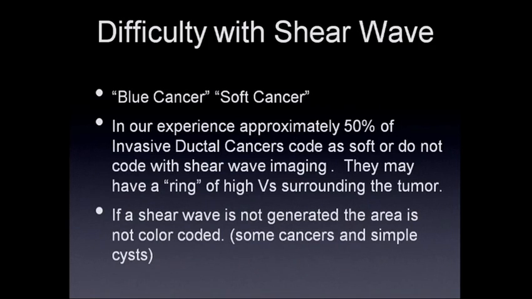We've noticed that there are some problems with shear wave imaging in breast. There are often blue cancers or soft cancers that we've seen. And in our experience, approximately 50% of invasive ductal cancers either code as soft or do not code at all. There's no color. They may have a ring of high velocity surrounding the tumor. And again, if the shear wave is not generated in that area, it's not color-coded, signaling to you that you don't get any information and you can't make any decision if the lesion is benign or malignant. But unfortunately, there are several cancers that show up as being blue.